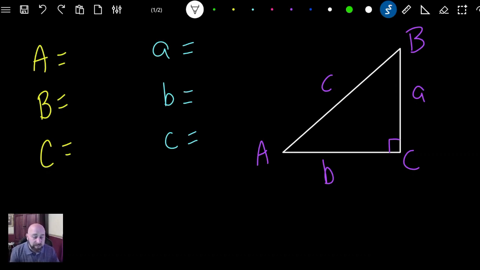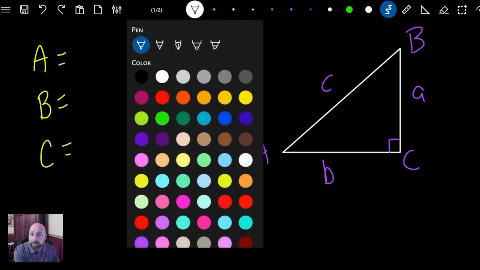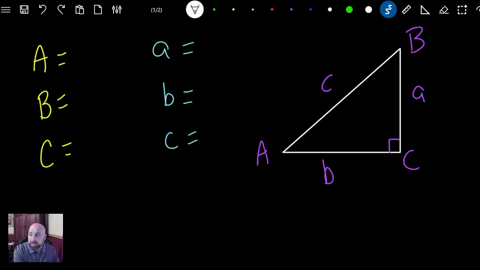I've got my representation. Now I want to input the information from page 24. So angle A is 33 degrees. I could come out here and write 33 degrees here if I wanted to. I don't necessarily have to, but it maybe helps you a little bit if you're putting it into the picture as well.